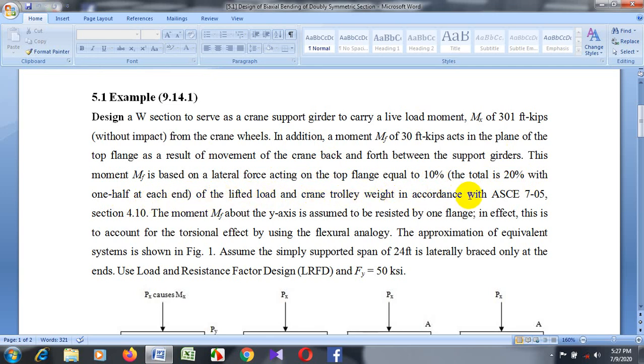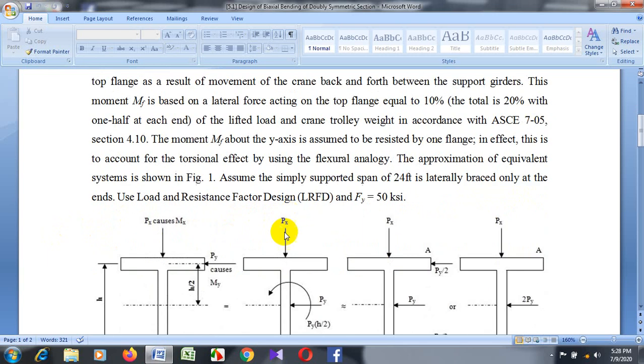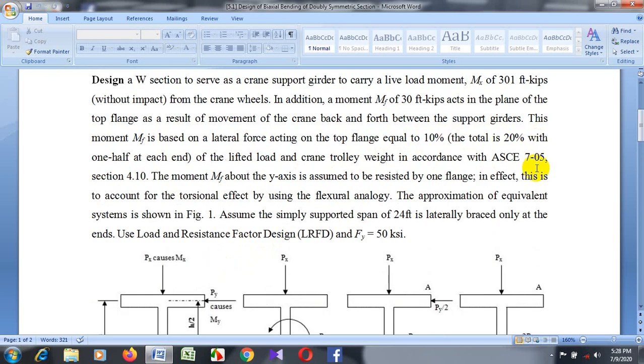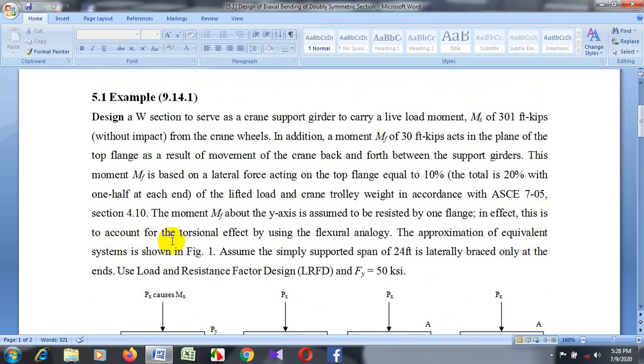in accordance with ASCE 7-05 section 4.10. The moment MF about the y-axis is assumed to be resisted by one flange. This axis is the y-axis. In effect, this accounts for the torsional effect by using the flexural analogy. The approximation of the equivalent system is shown in figure 1.